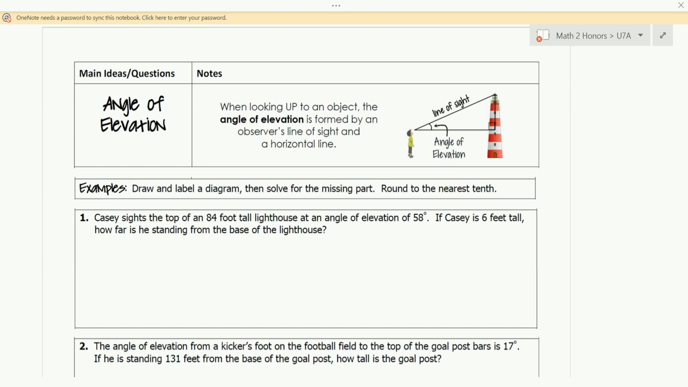And there's going to be a lot of word problems. When you do the homework, you do not have to copy down the word problem. You just have to draw the diagram and show the work, okay? So don't worry about copying down a word problem at all.